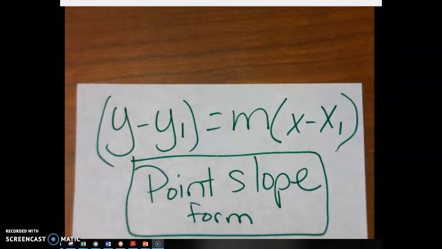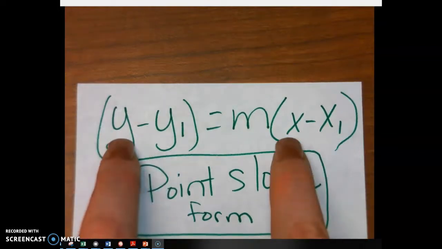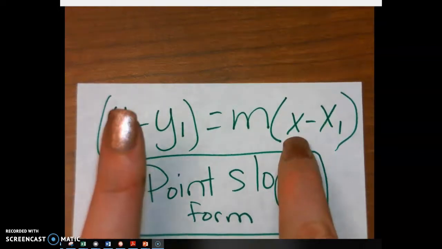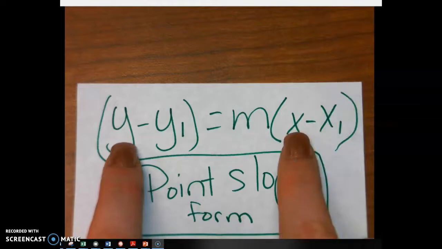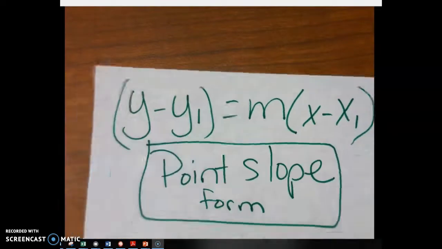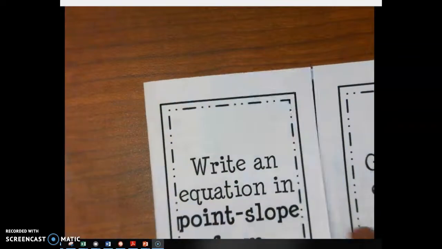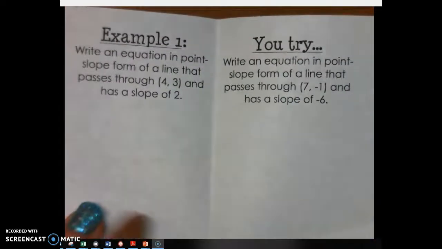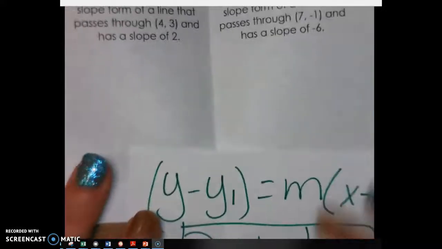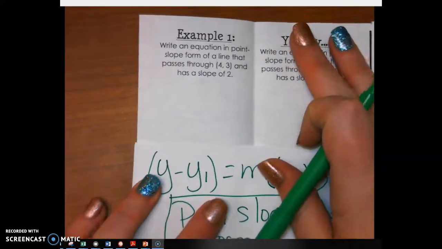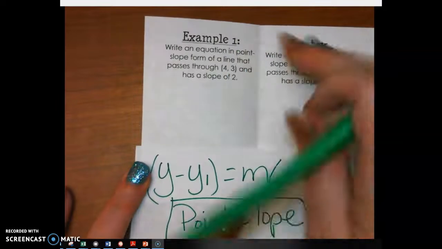So, this is your y and x that stay, that are part of your stuff, like y equals mx plus b. This is your y, this is your x. These are the ones you don't know. These are the ones you do know from your point, okay? So, write an equation in point slope form. Here is point slope form. Well, let's just fill in the blanks, okay?